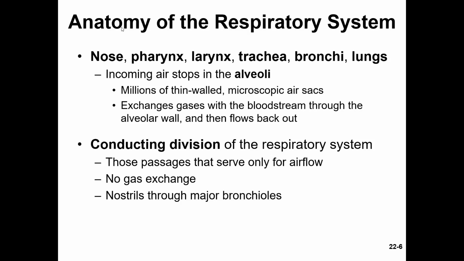Incoming air eventually stops in what look like little tiny balloons called alveolar cells. We have millions of these thin-walled microscopic air sacs, and this is where gas exchange happens. Air comes in through your system of ducts and opens up our balloon, the alveoli. The more you open it up, the more you spread the cell, and the less plasma membrane there is for oxygen to go through. We want these cells to be as thinly walled as possible. That makes it easier for all the gases to exchange.